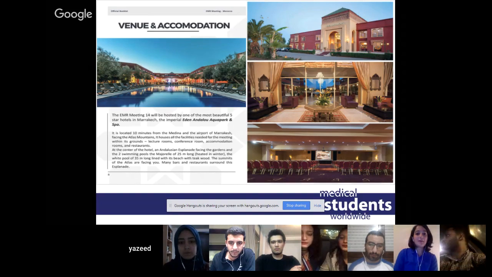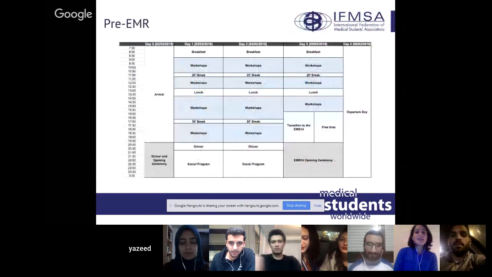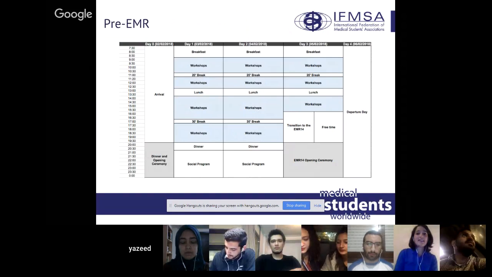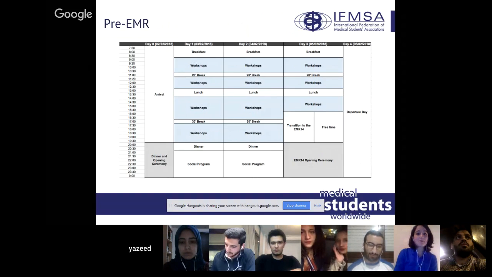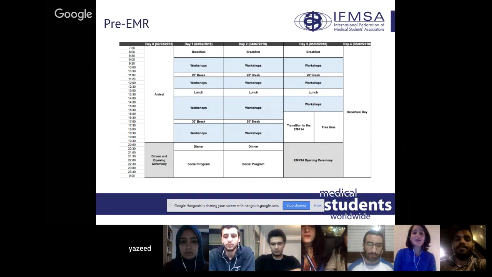So regarding the pre-EMR, it's going to start on the 2nd of February until the 5th. If you're attending, you must be excited because it's in about a week now. We will have 3 working days until the 5th. The 5th will also be the arrival day for the EMR participants. So in case you're leaving right after the pre-EMR, you'll have some free time on the last day and before leaving on the 6th. In case you're staying, then you will be staying with us for the opening ceremony on that night.